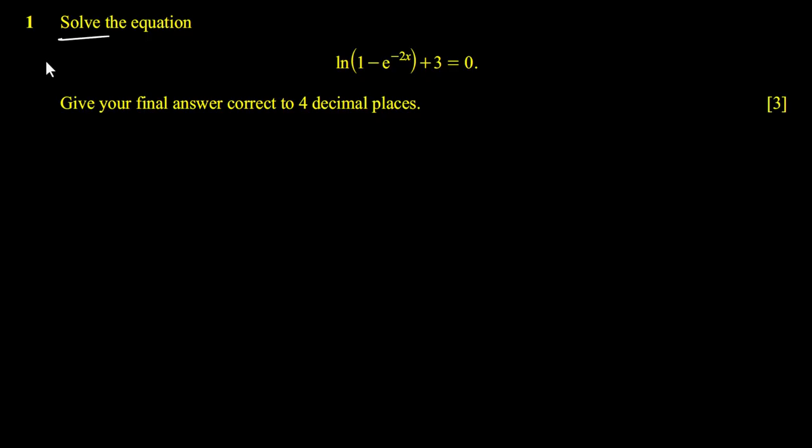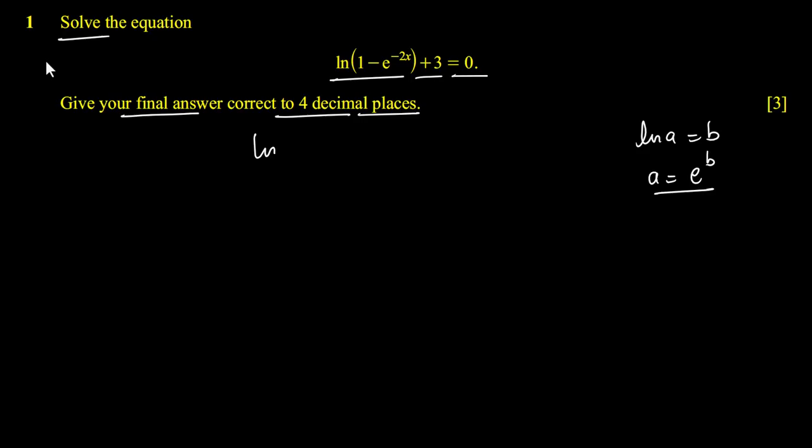The question is: solve the equation ln(1 − e^(−2x)) + 3 = 0 and give your final answer correct to 4 decimal places. To convert from log form to exponent form, if ln a = b, then a = e^b. So first we write ln(1 − e^(−2x)) = −3. From here we can write 1 − e^(−2x) = e^(−3), and we need to find x.